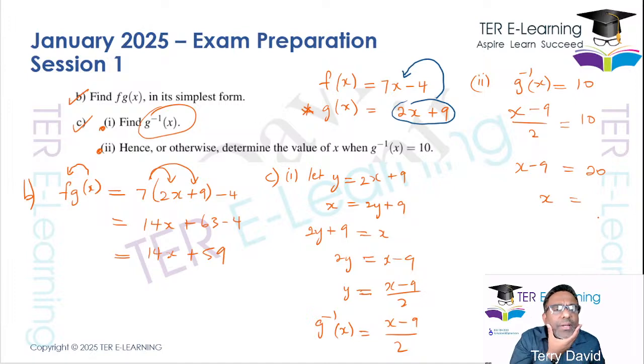That making sense? Hold on, something looking wrong here. Give me a second, something looking a little fishy here. y is equal to 2x plus 9, x is equal to 2y plus 9, so therefore 2y plus 9, x minus 9 over 2.